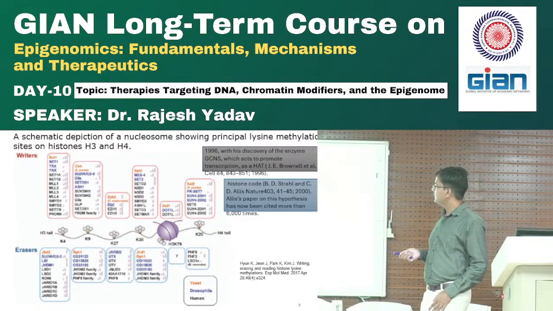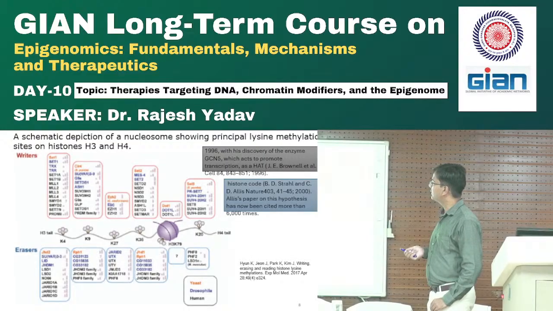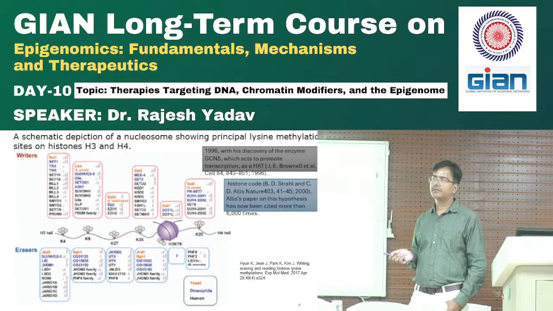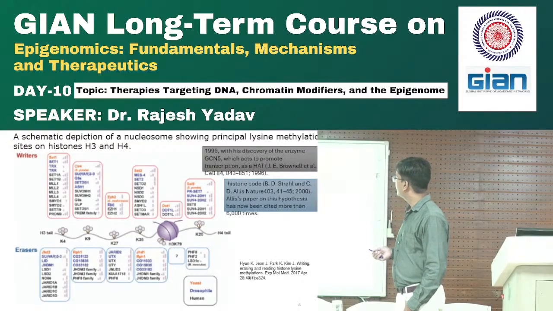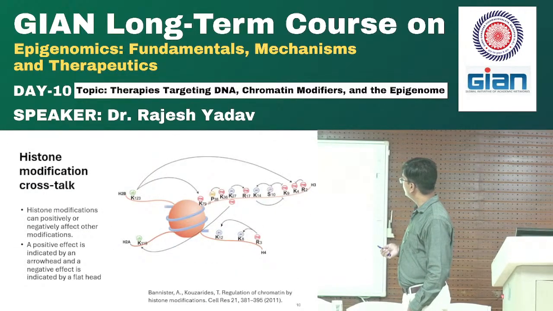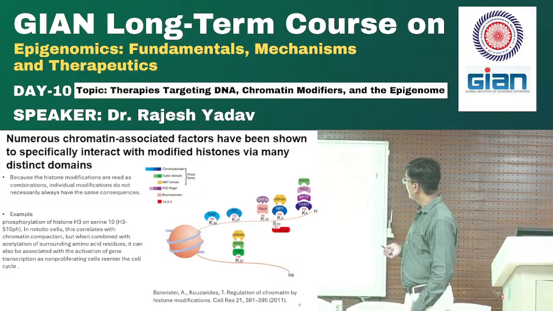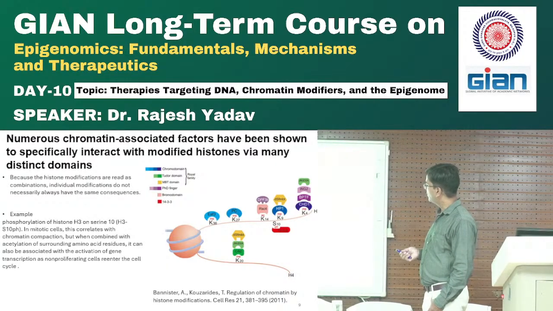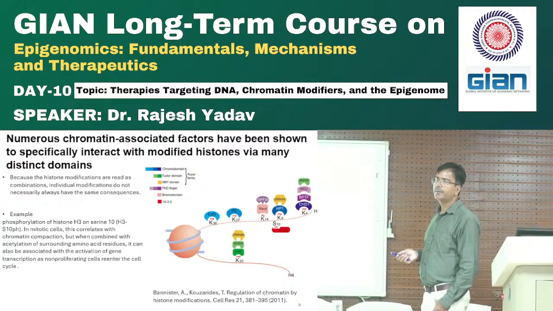The second thing, so you can design based on that reader activity also. So mostly the numerous chromatin associated factors, they have either a chromodomain or a Tudor domain or MBT domain, PHD finger domain, bromodomain and 14-3-3. So these domains should be there in the proteins.